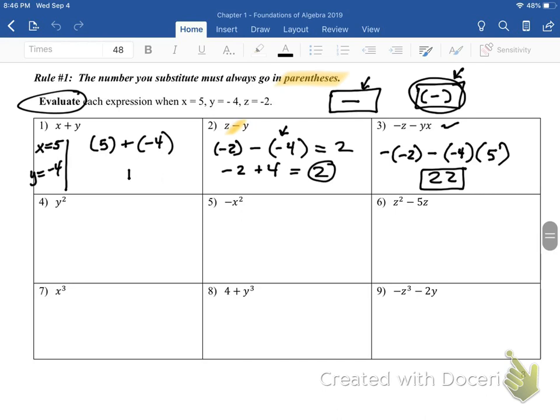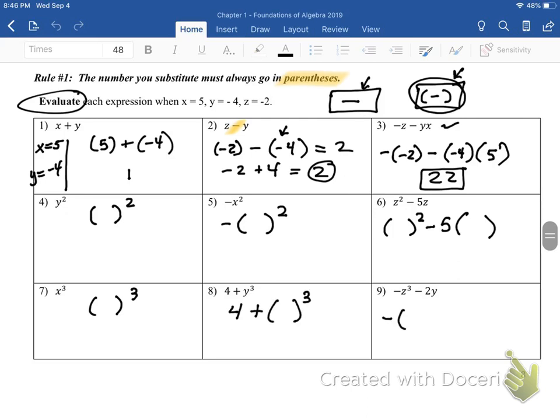Okay, so all of these are basically going to be the same. So if I have something with a squared, right, I'm going to put the parentheses squared. If I see -x squared, I'm going to put negative parentheses squared. So basically, anytime there's a letter, you're going to put the parentheses instead. That's sometimes called a frame. So see, I'm going to do that with the rest of these problems here. 4 plus parentheses to the third, negative parentheses to the third, minus 2 parentheses.